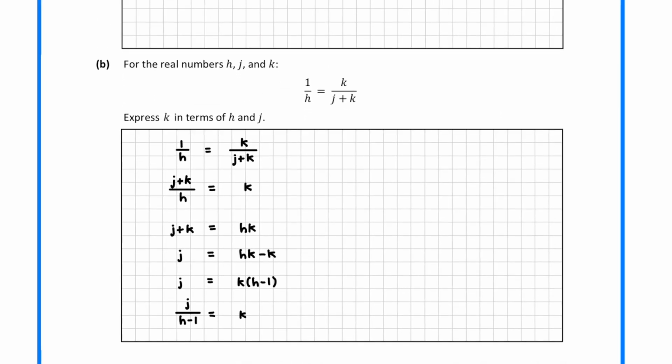In part B, we need to rearrange a formula to isolate k on one side. We can eliminate the fractions by first multiplying across by j plus k, and then multiplying across by h. Next, we can group the k terms together by subtracting k from both sides. From here, we can factorise out the k, and then divide both sides by h minus 1.